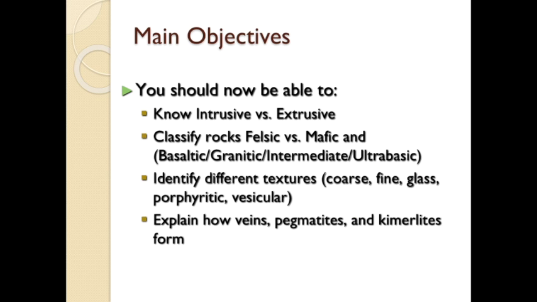So from the section you should now know the difference between intrusive and extrusive. You should be able to classify rocks as felsic versus mafic. You should be able to explain basaltic, granitic, intermediate, and ultrabasic. And then you should be able to talk about those different types of textures, as well as explain how those veins, pegmatites, and kimberlites form.